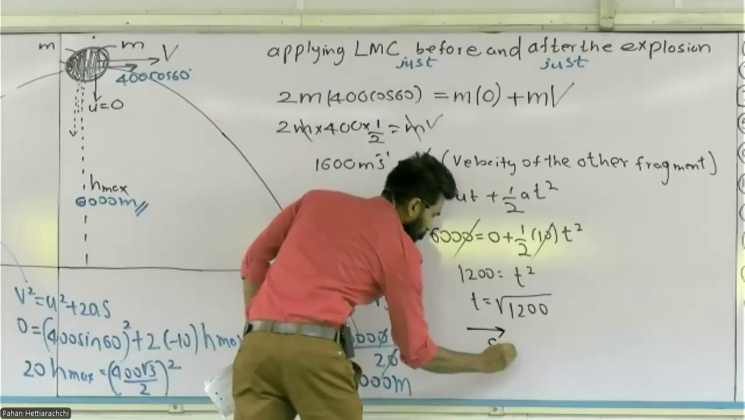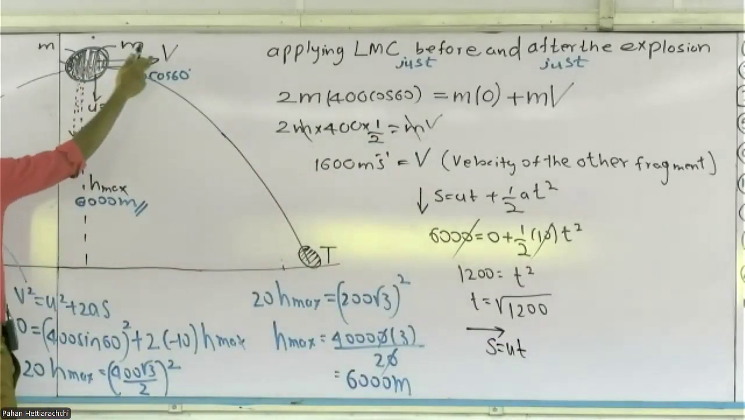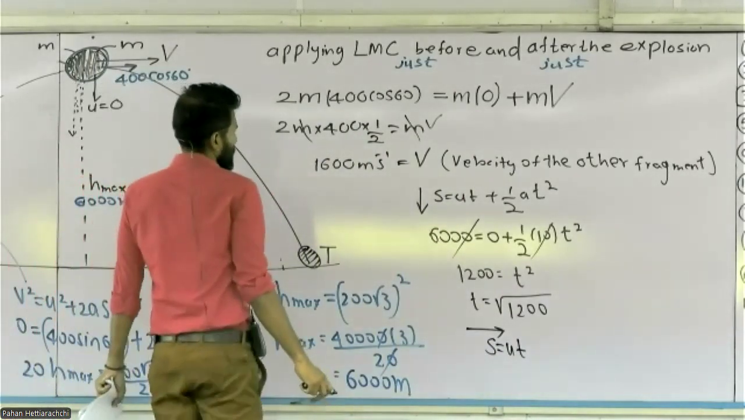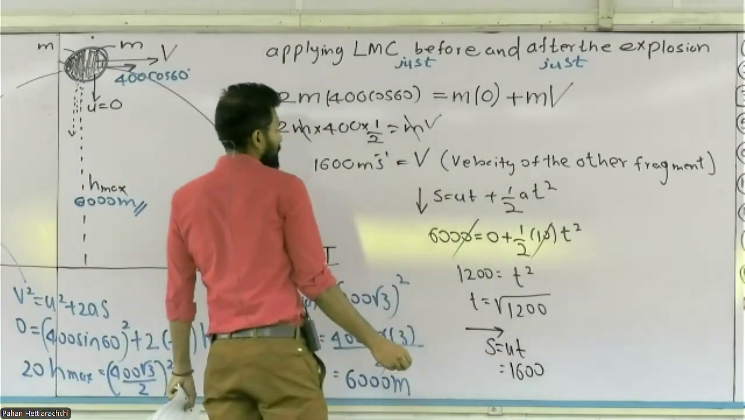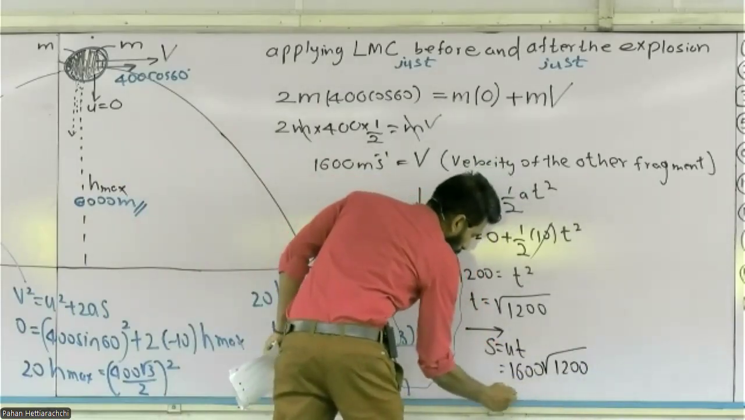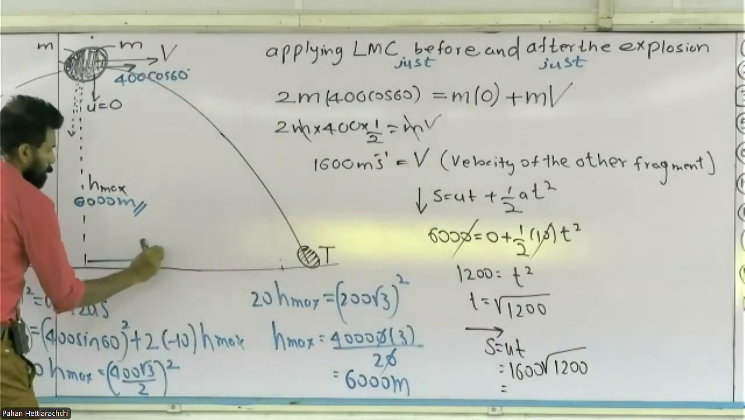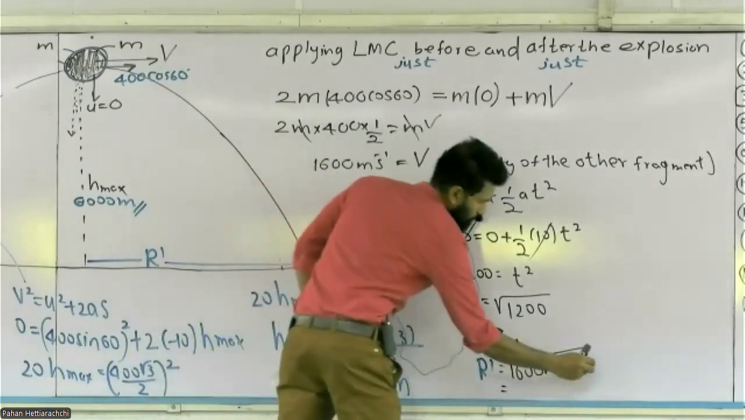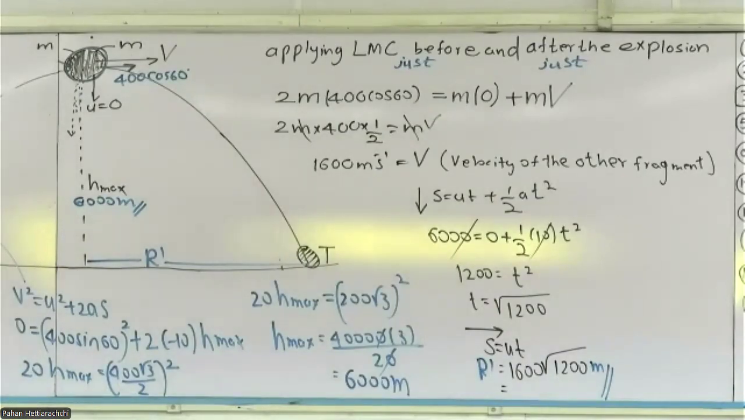Applied S equals ut horizontally. After the linear momentum conservation, that fragment got a velocity of 1600 to the rightward direction. That velocity will remain for root 1200 time until it reaches the ground, creating the horizontal range R dash. Okay, so this is the answer.